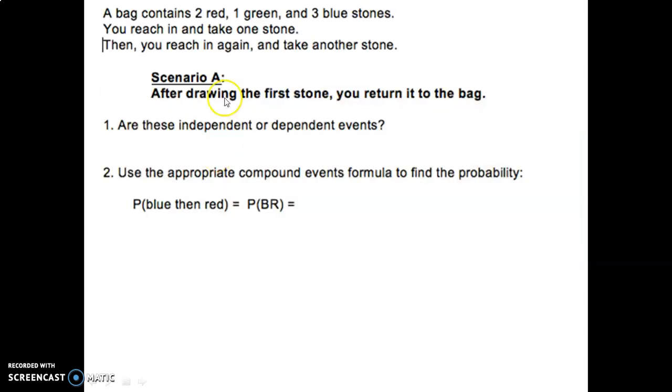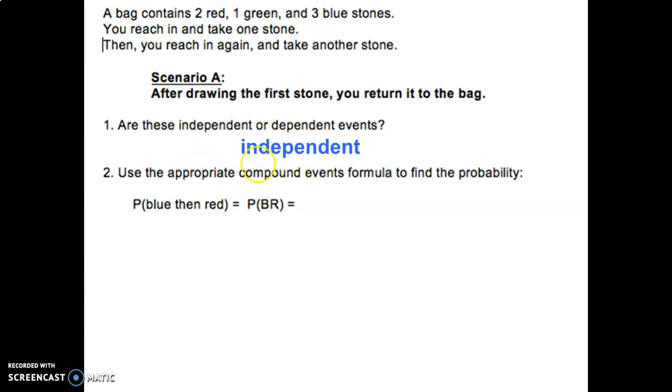So here's an example. We have a bag. It contains 2 red, 1 green, and 3 blue stones. You reach into the bag and take 1 stone. Then you reach in again and take another stone. In this first scenario, scenario A, after drawing that first stone, you return it to the bag. So you reach in, pull something out, look at it, and then put it back in, and then draw something again. So are these independent or dependent events?